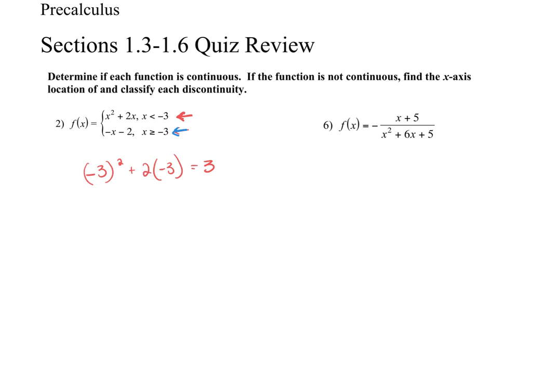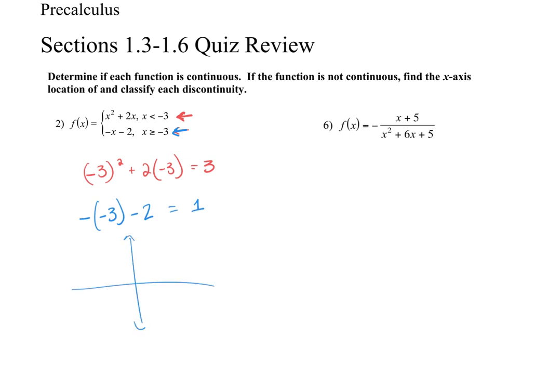So then we're going to plug this into the second one. Negative x, so negative -3 there, minus 2. What does that give us? 3 minus 2 gives us 1. Those are two different y values. What does that tell me? Well, that tells me that it is discontinuous, right?